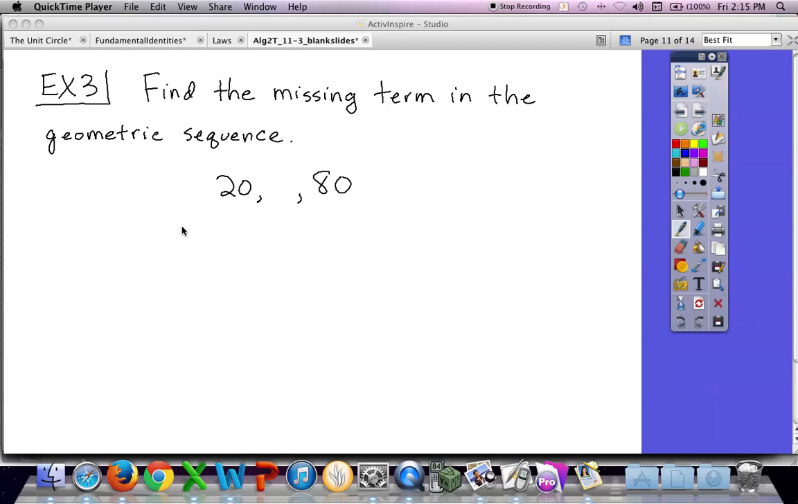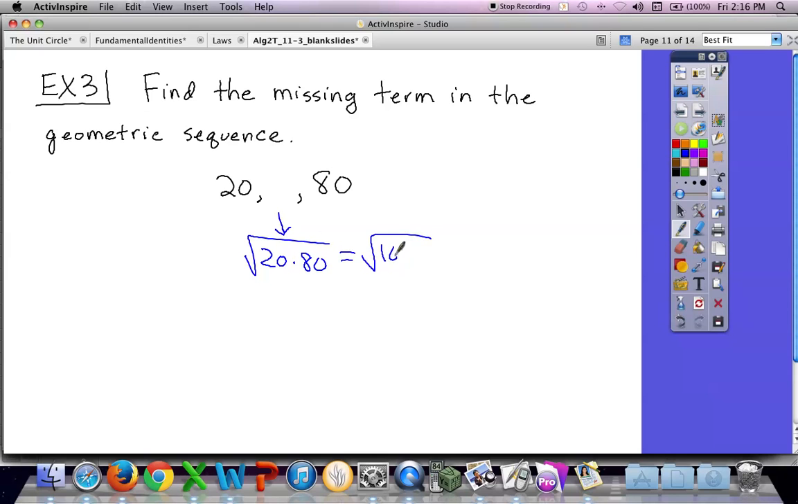So example 3, quiet please. Find the missing term in the geometric sequence, right? So again, we would take the geometric mean, right? You go the square root of 20 times 80, which is the square root of 1600, which is 40.